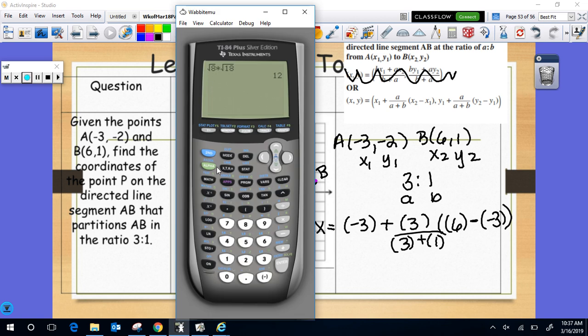And you can grab your calculator and type all of that in. So -3 plus, and I'm going to use my fraction key. You should have a fraction symbol on your calculator. I just use alpha y equals on mine to get my fraction key.